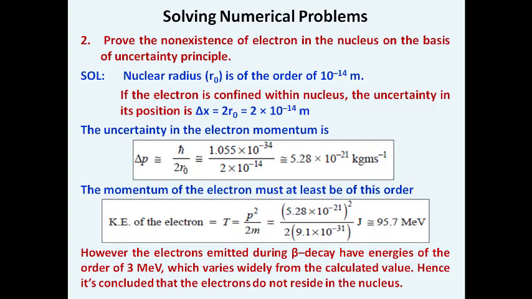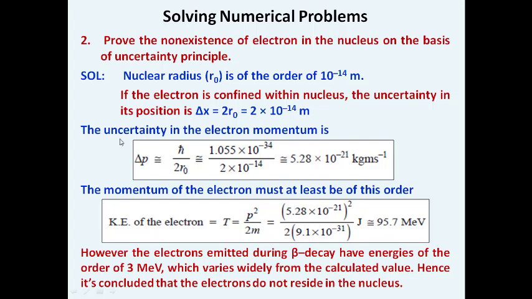So how to prove it? Let's see how to solve this. You know the nuclear radius is of the order of at least 10 power minus 14 meter. If there is a chance of the electron being available inside the nucleus, what may be the maximum possible location to identify the electron within the orbit? If r is the radius, the maximum positional variation will be 2 times r, the diameter. So the maximum possible uncertainty in position of the electron within the nucleus will be equal to 2 times r naught, that is 2 times 10 power minus 14 meter.